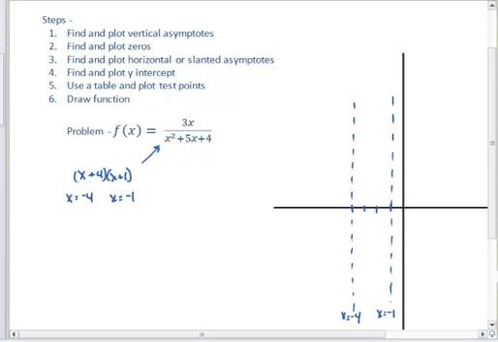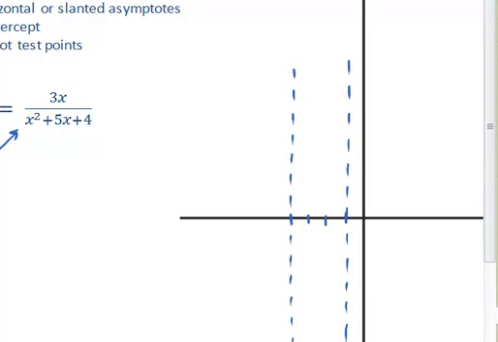And I also have a 0 to find, and you find your zeros in the numerator by setting that term equal to 0. So in this case, our 0 is at x equals 0. Remember to label your coordinates.